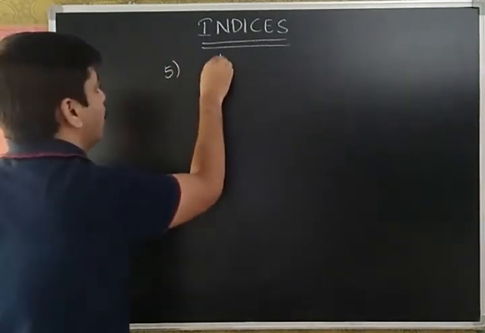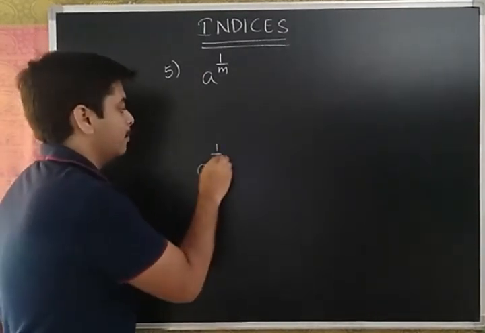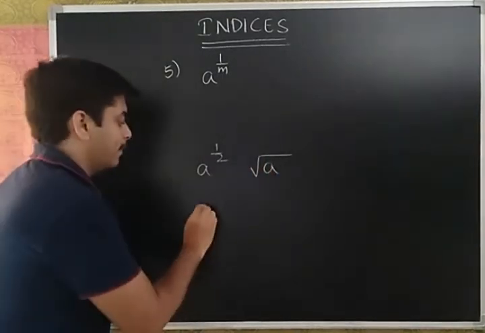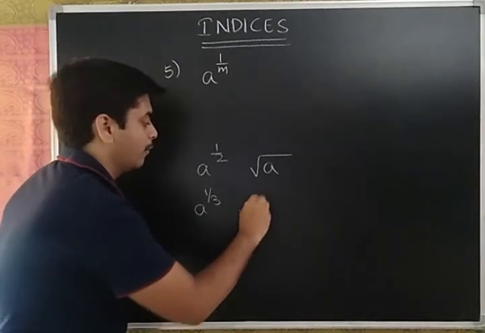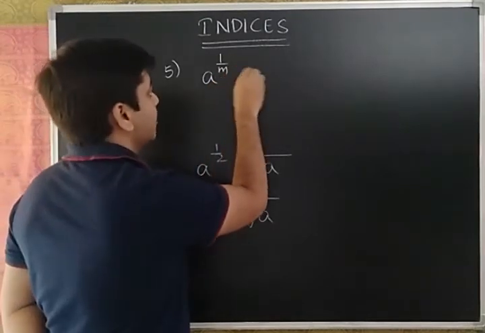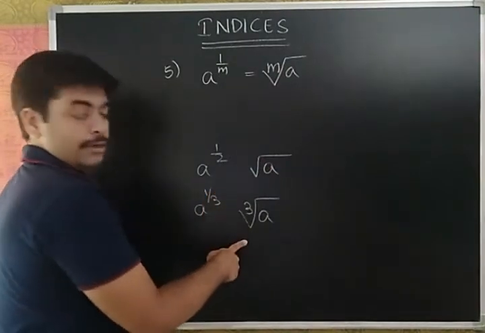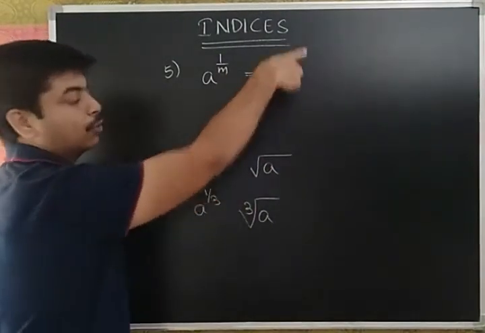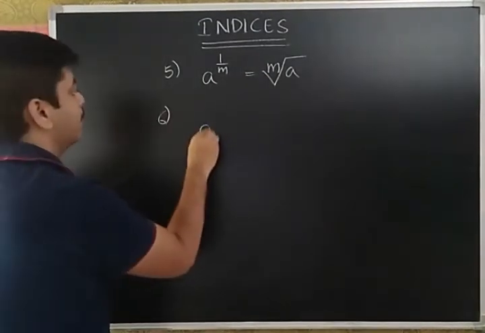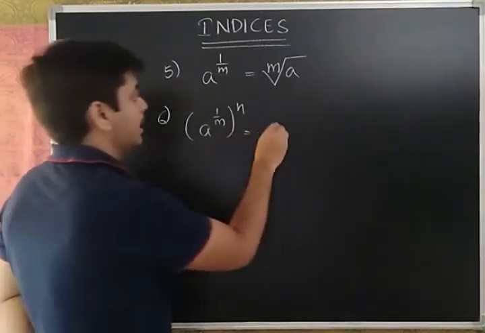A power 1 by m. What is a power 1 by 2? This is the square root of a. A power 1 by 3 is the cube root of a. In the same way, a power 1 by m is the mth root of a. If we have a power 1 by m whole power n, this is equal to a power n by m.